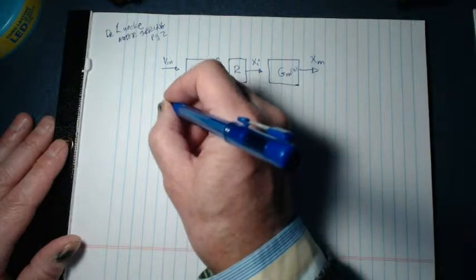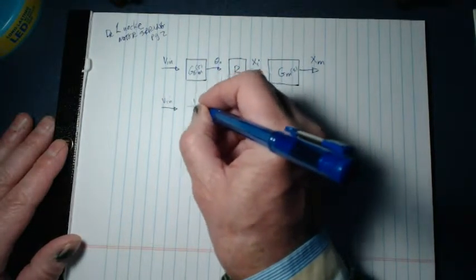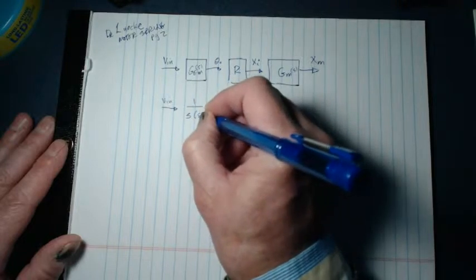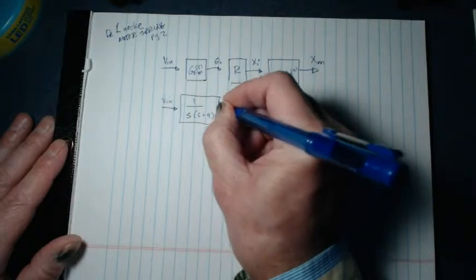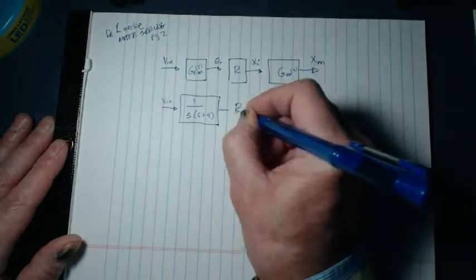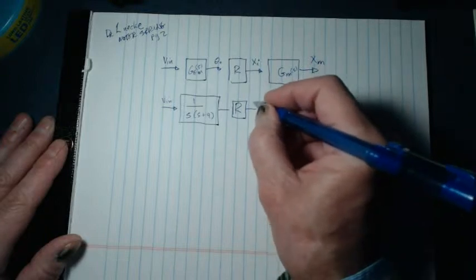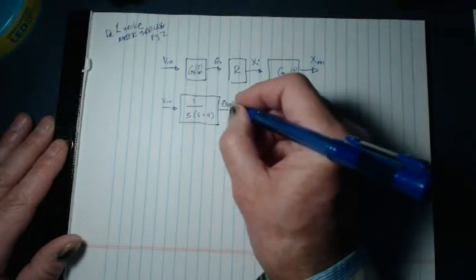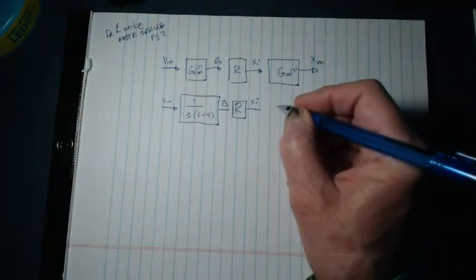Block diagrams. Let's expand these block diagrams ever so slightly. We're going to put here's V in. This is going to be a 1 over S times S plus 4. This is going to be R. And this is theta out. This is Xi.